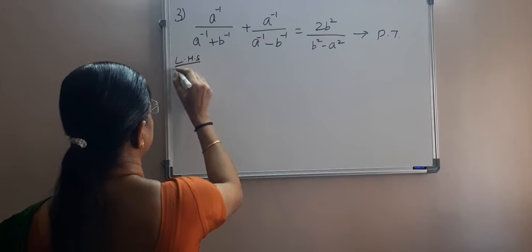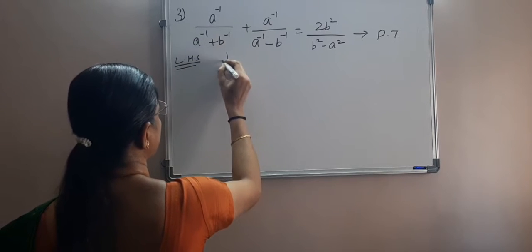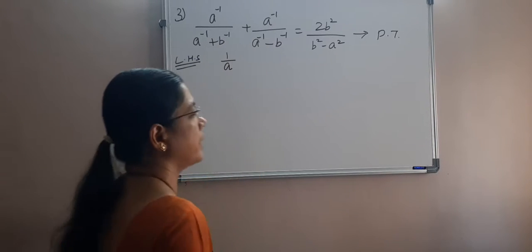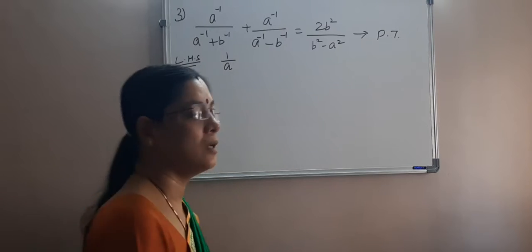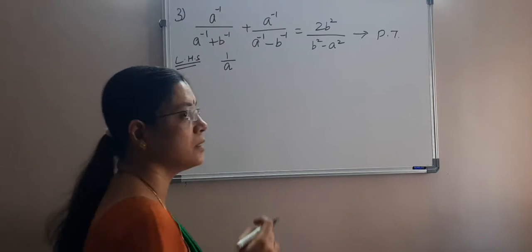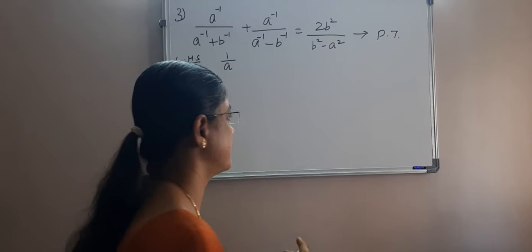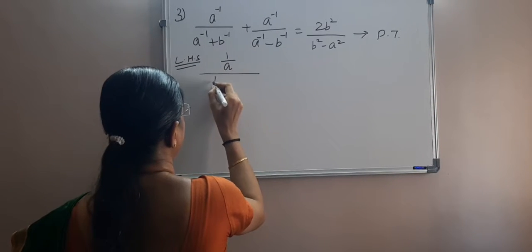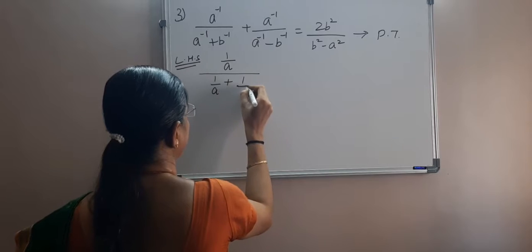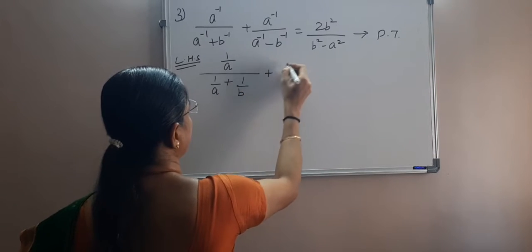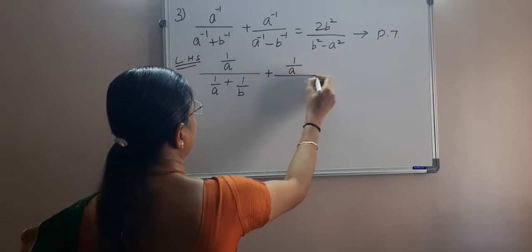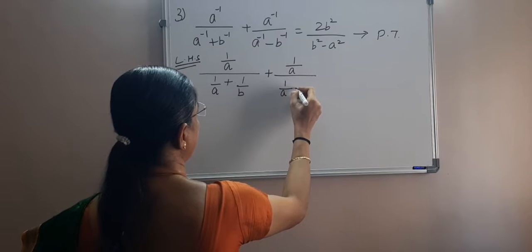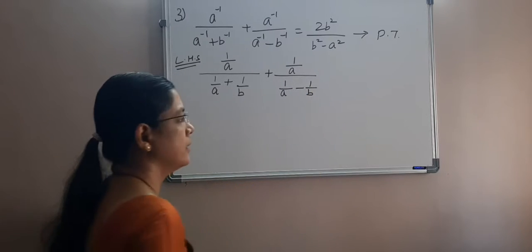In the LHS, I've got a power minus 1, so let me write it as 1 by a. If the power has a negative exponent and I change the place, it will become positive, isn't it? So a power minus 1 becomes 1 by a, and the rest of it I take the same, like a power minus 1, 1 by a. This is 1 by a minus 1 by b, isn't it?